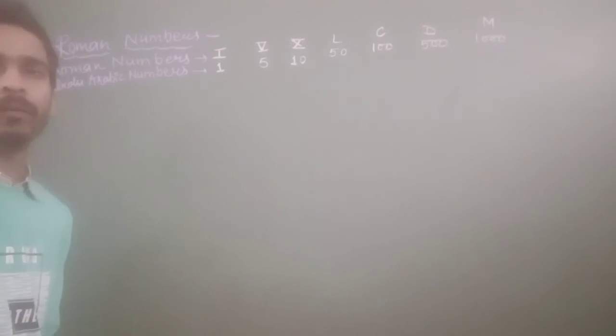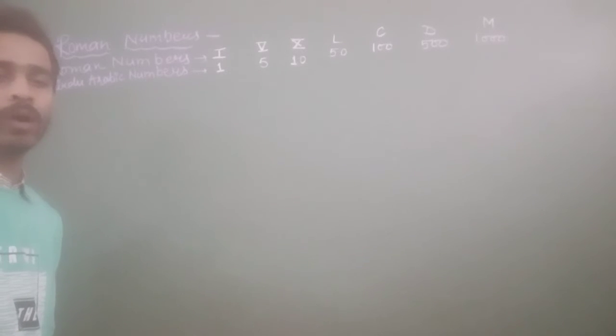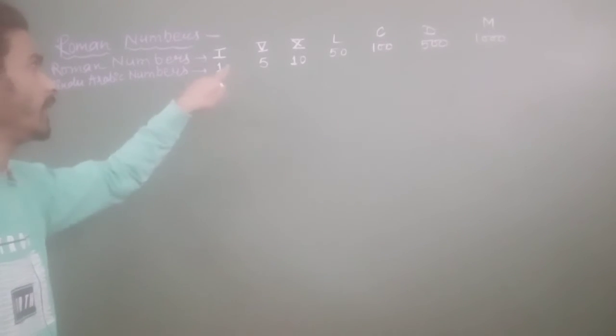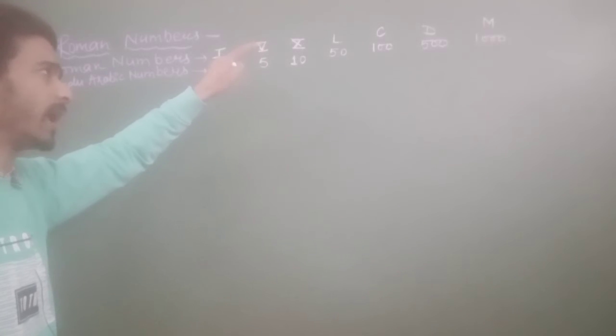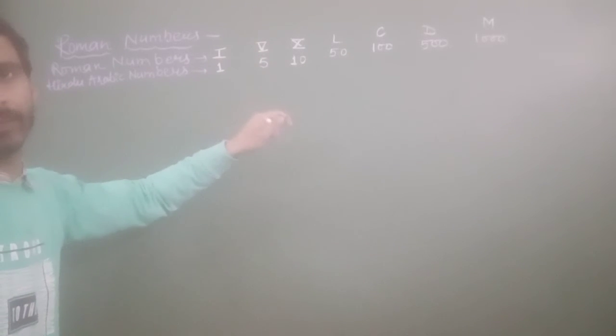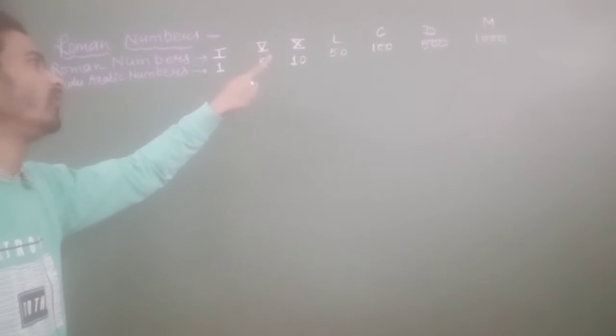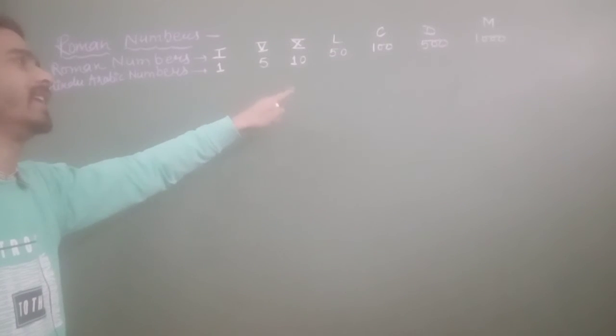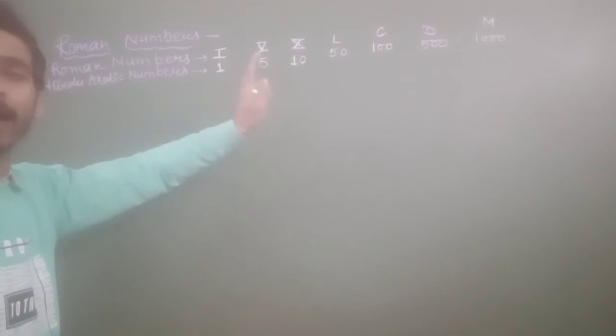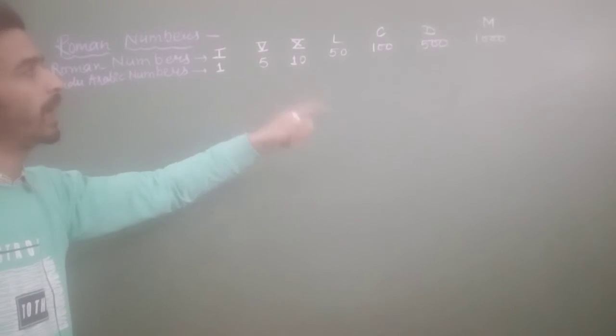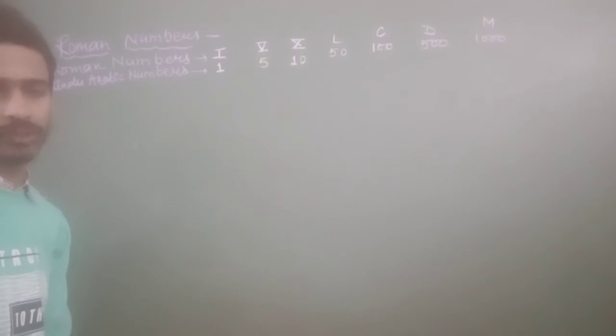Now we come to the topic of Roman numbers. This is a very interesting topic. Long ago, the Romans used 7 letters of the Latin alphabet to represent numbers. These 7 letters are I, V, X, L, C, D and M. In Hindu-Arabic numbers, I is 1, V is 5, X is 10, L is 50, C is 100, D is 500, and M is 1000.